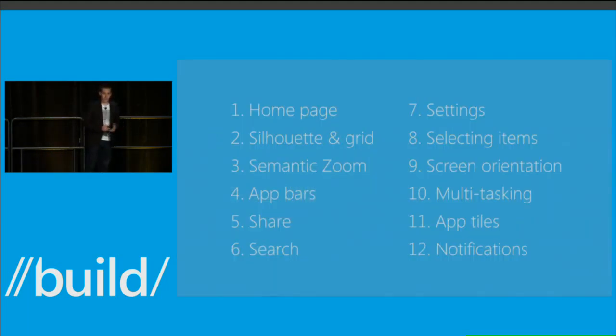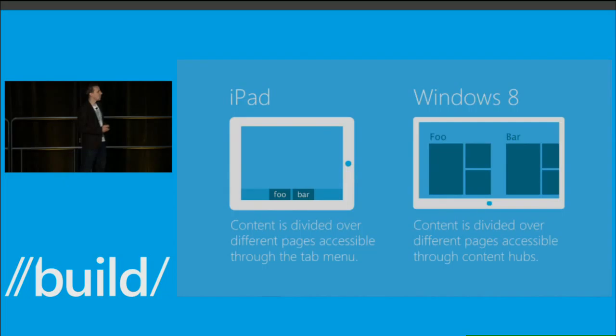So we're going to cover a lot of topics here. I'm going to explain how the homepage should be laid out, what a silhouette and grid is, semantic zoom, app bars, share, search, settings, selecting items, screen orientation, multitasking, app tiles, and notifications. So a lot to cover. Let's start with the homepage.